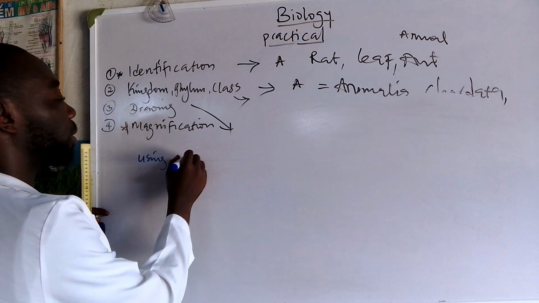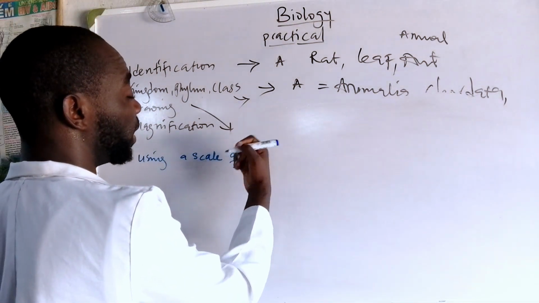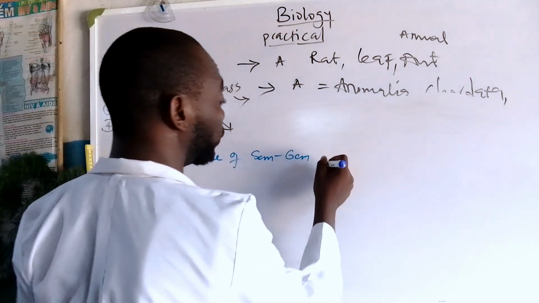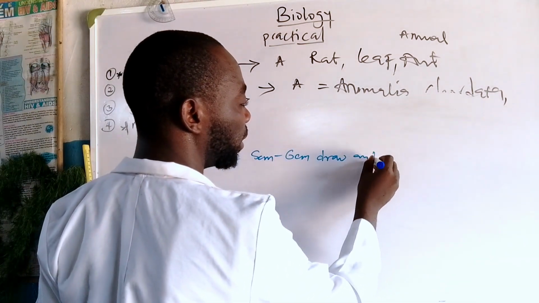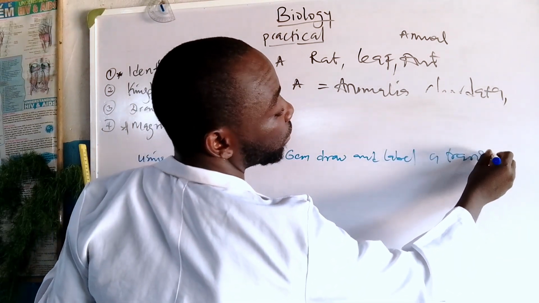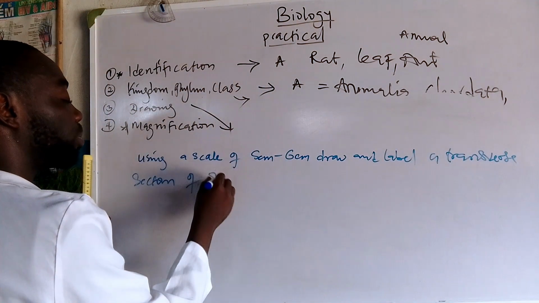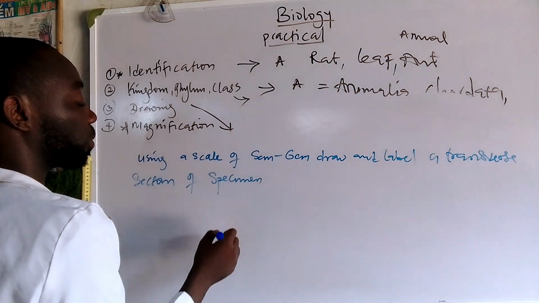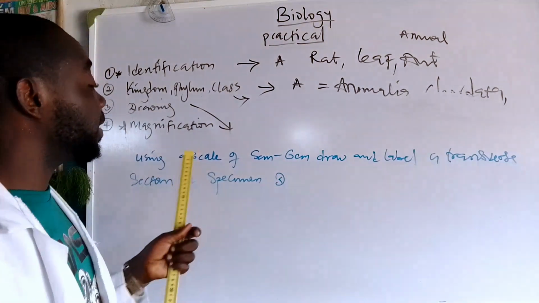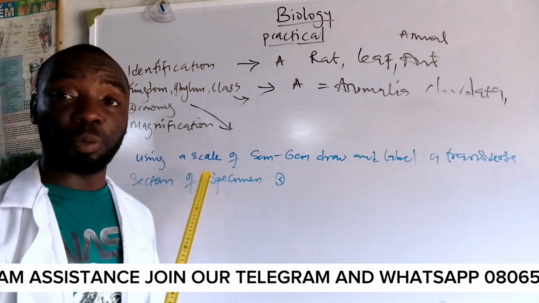Using a scale of, let's say, 5 centimeters to 6 centimeters, draw and label a transverse section of specimen D. Okay, using a scale of 5 centimeters to 6 centimeters, draw and label a transverse section of specimen D.